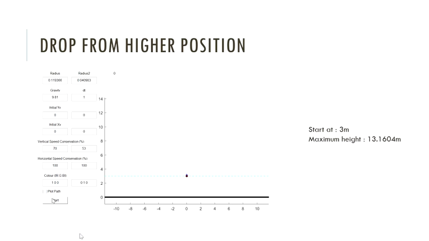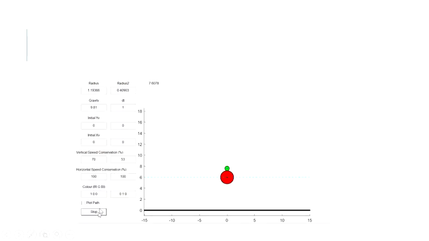We also try to drop the ball from a higher position. Since the tennis ball is too small to see, we make another version like this. The radius is scaled up by a factor of 10.